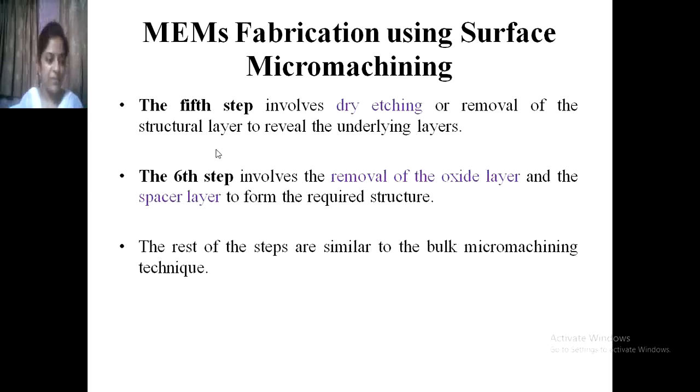In the next step, the sixth step, involves the removal of the oxide layer and the spacer layer to form the required structure. After that, the rest of the steps are similar to the bulk micromachining technique.